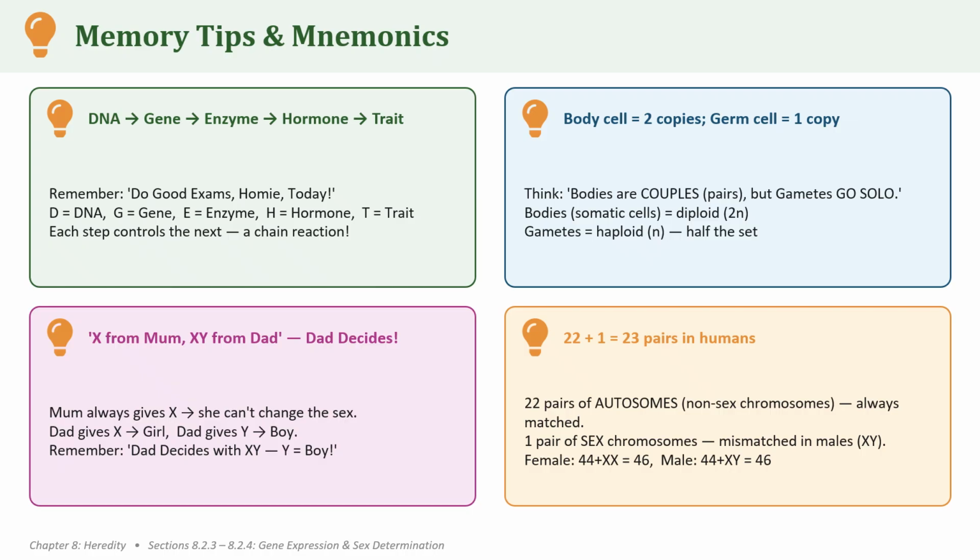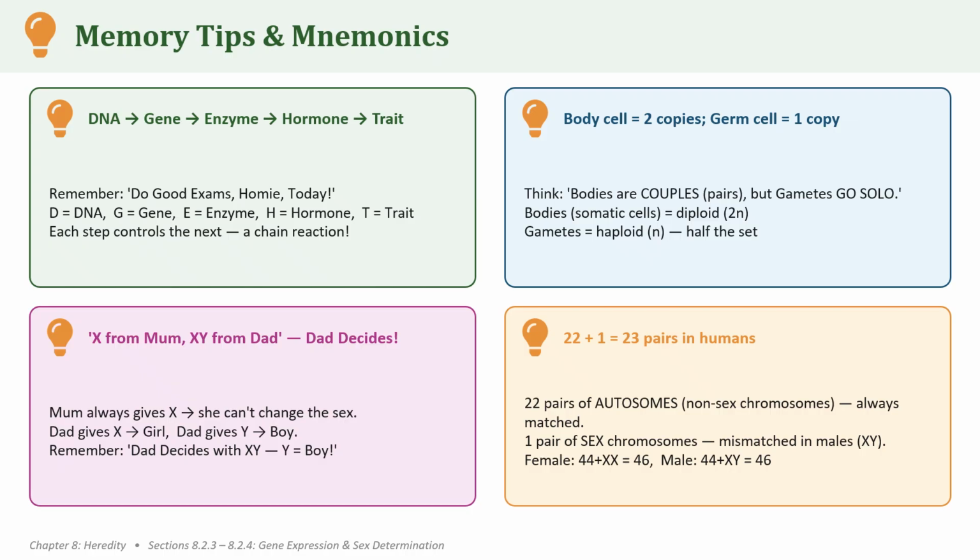And here are some memory tips on mnemonics, children. So DNA has a segment, the gene, which produces a protein which acts as an enzyme. This enzyme, because of some chemical, forms a hormone. This hormone is expressed by means of a trait. So do good in exams, homie, today. Remember like this: D is DNA, G is gene, E is enzyme, H is hormone, and T is trait. Each step controls the next in a chain reaction.